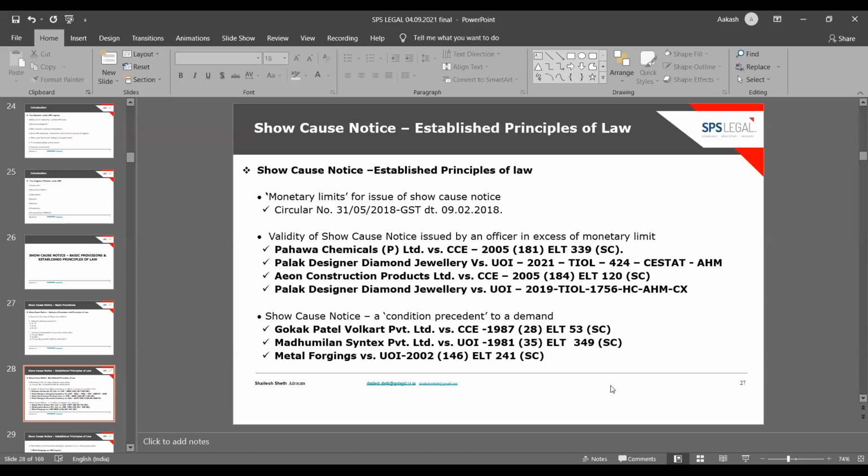This is one part of the story. This seizure had ultimately resulted in the issue of the show cause notice. The validity of this show cause notice was challenged on the ground that it was in excess of the monetary limits laid down by the board circular of February 18.